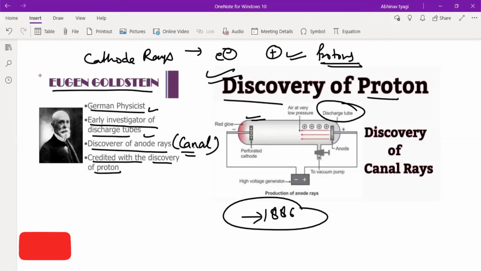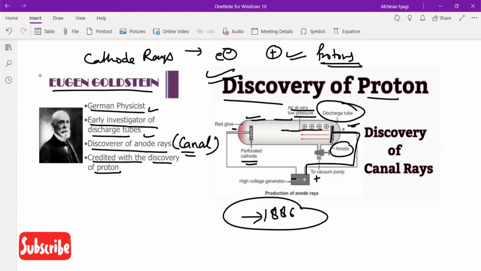Let us understand this. When Goldstein passed electricity at high voltage through a gas at very low pressure, as you can see here, taken in a discharge tube, a stream of heavy particles was given out by the anode. This electrode is connected with the positive terminal of the battery, so this is known as the anode, and this terminal is connected with the negative, so this is known as the cathode.